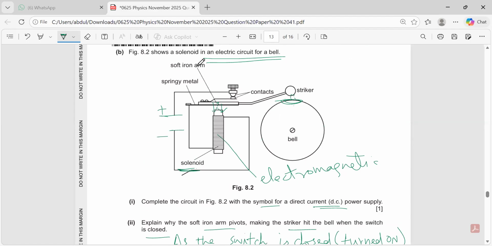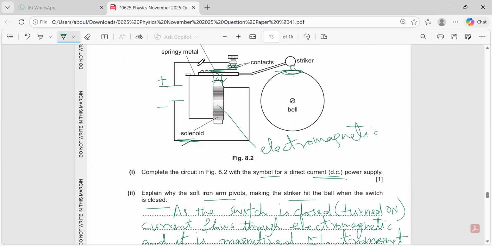Just think carefully. When this striker comes down, what will happen here? The contact will be broken. This contact right now is closed and the circuit is made, but when this comes down, the circuit is broken. When the circuit is broken, it means current will not flow through the electromagnet. It will be no more magnetized. So the springy metal will bring the striker, or this iron arm, back to its original position.